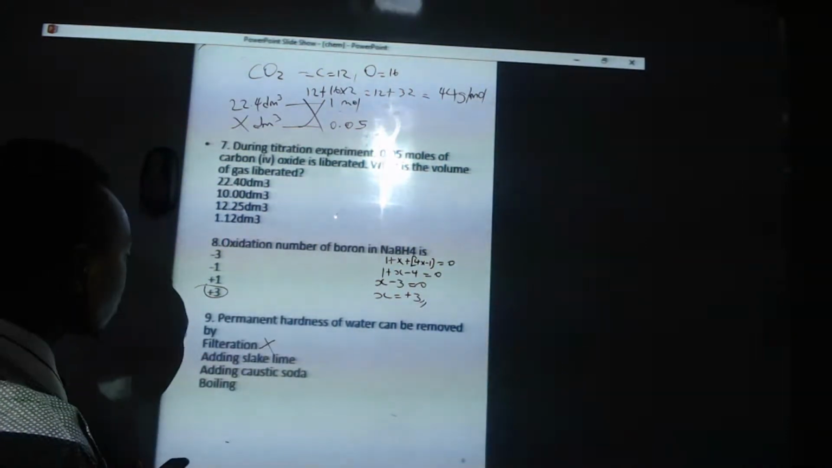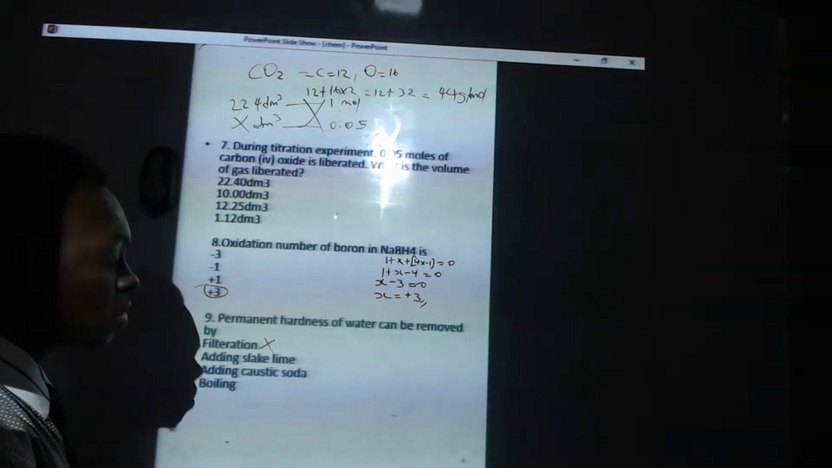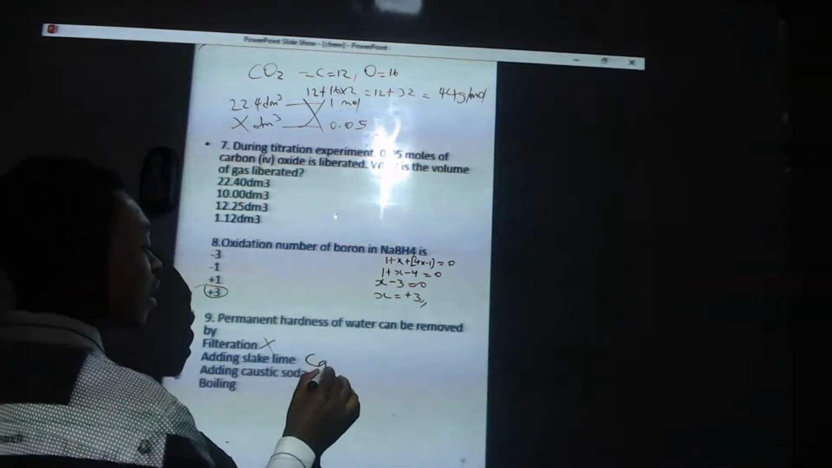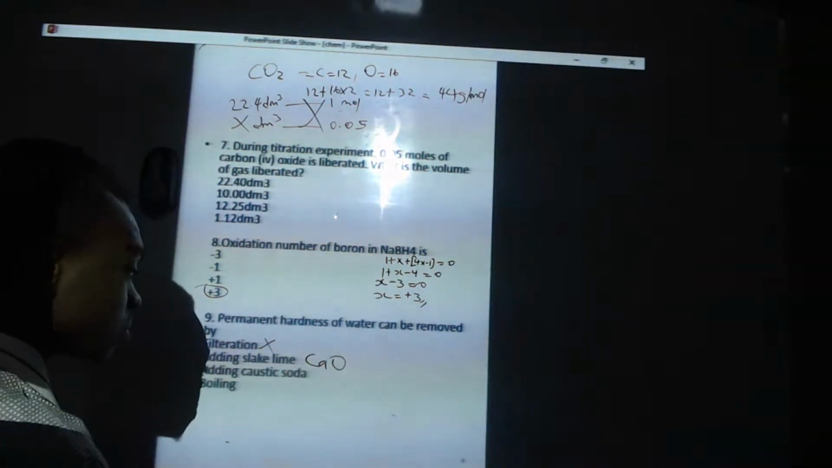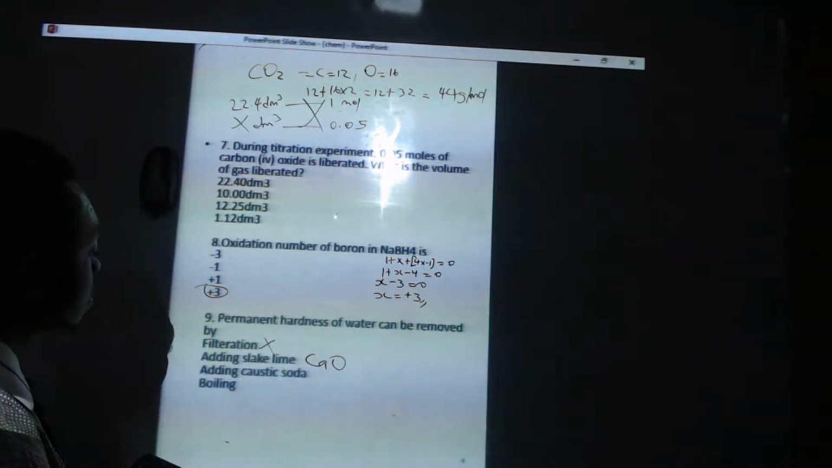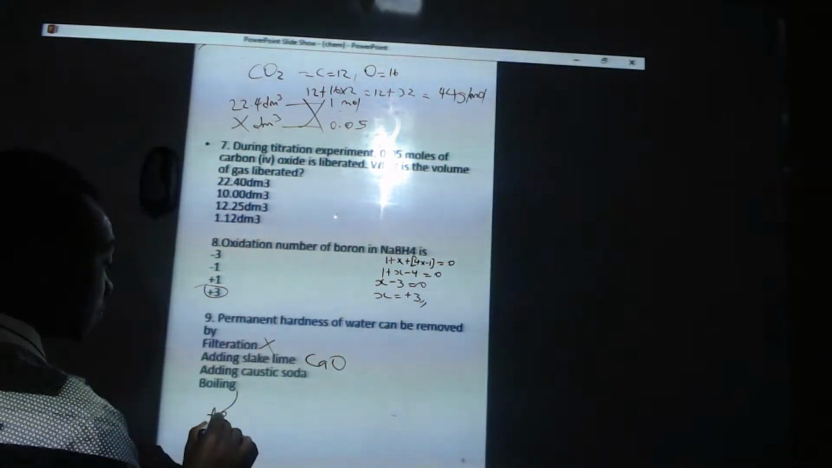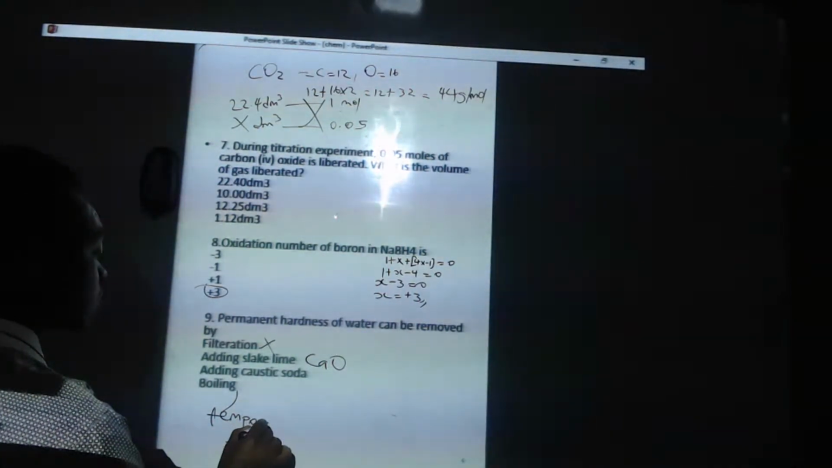Okay, the next one: the permanent hardness of water can be removed by which of the following? You cannot remove permanent hardness of water by filtration. Addition of slaked lime, and once you are talking of slaked lime, you talk of calcium oxide, which is also quicklime. Then there's addition of caustic soda. There's boiling. Boiling is for temporary hardness of water, so it shouldn't confuse you.